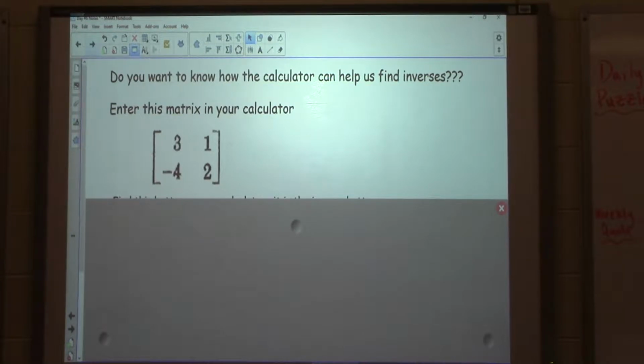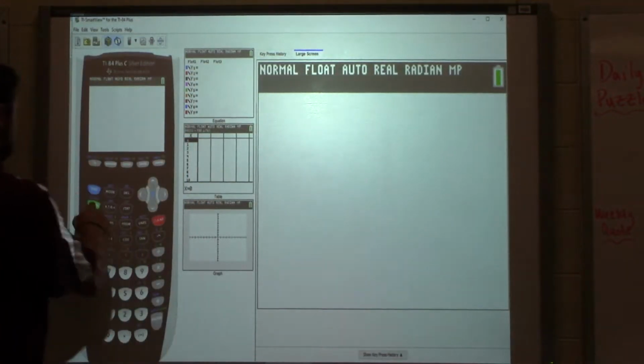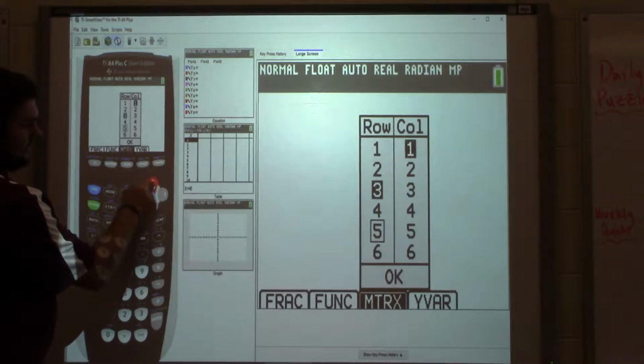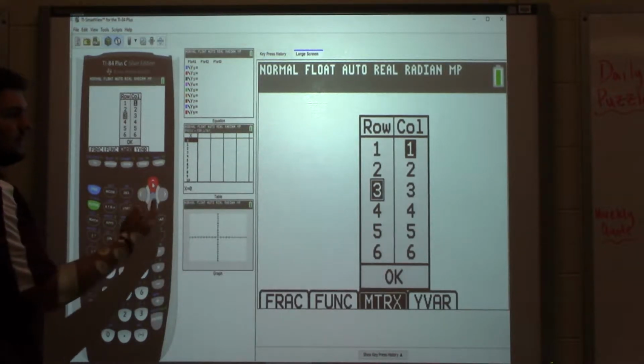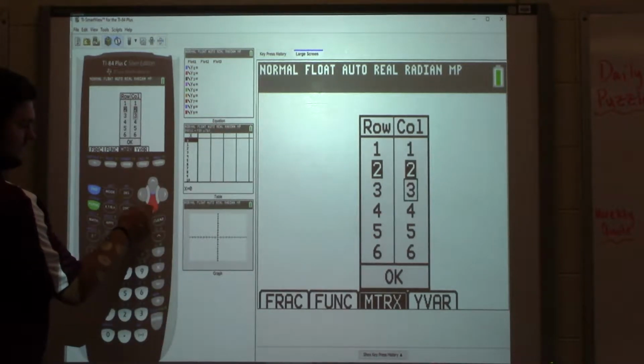All right, so get your calculators out. Put this matrix in. Get on your front screen. Alpha zoom. If you have the alpha zoom feature, do that. Is it 2x2? Write on your paper. It's 3, 1, negative 4, 2.